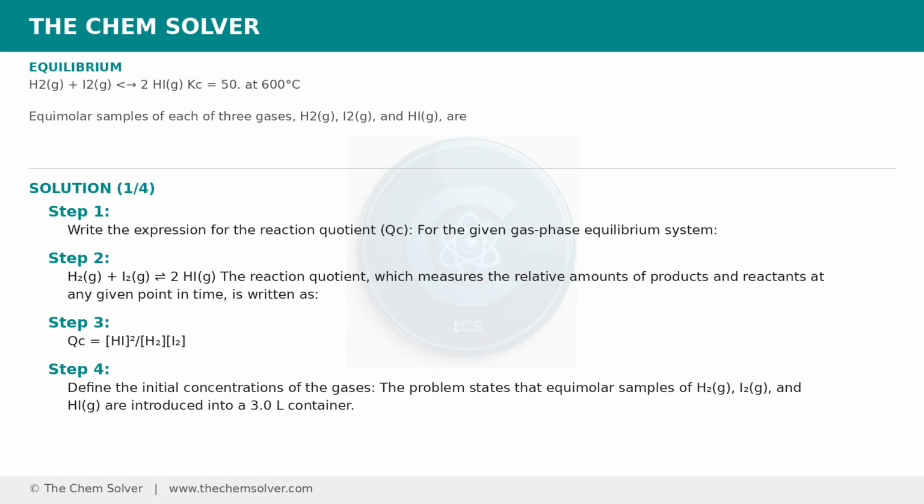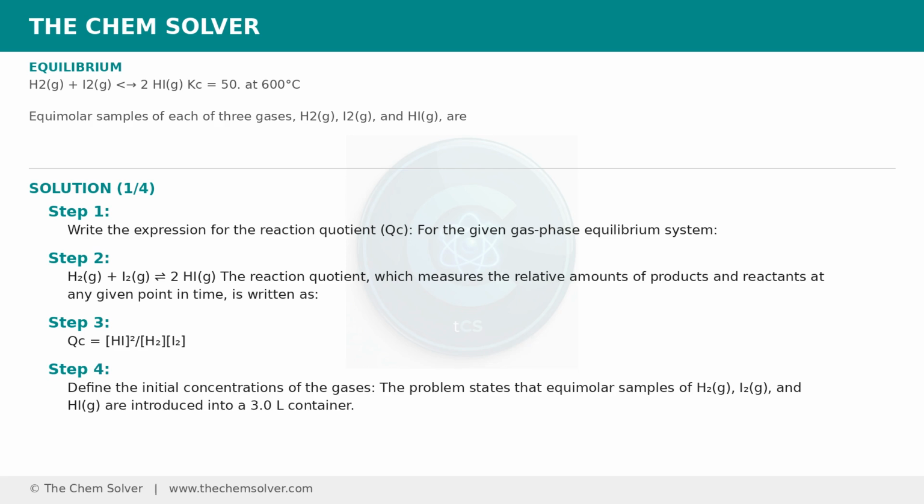Write the expression for the reaction quotient, Qc, for the given gas phase equilibrium system. H2 + I2 in equilibrium with 2HI. The reaction quotient, which measures the relative amounts of products and reactants at any given point in time, is written as Qc = [HI]^2 / ([H2][I2]).